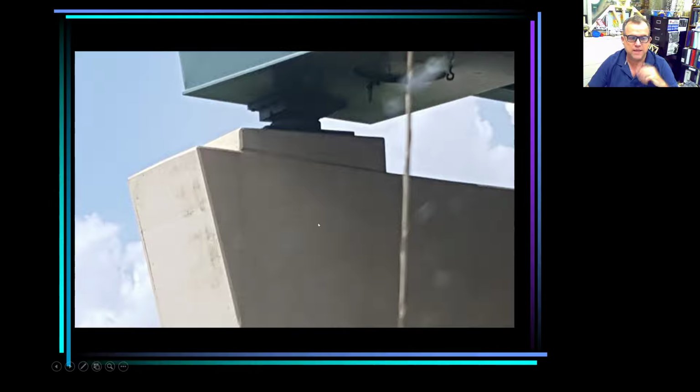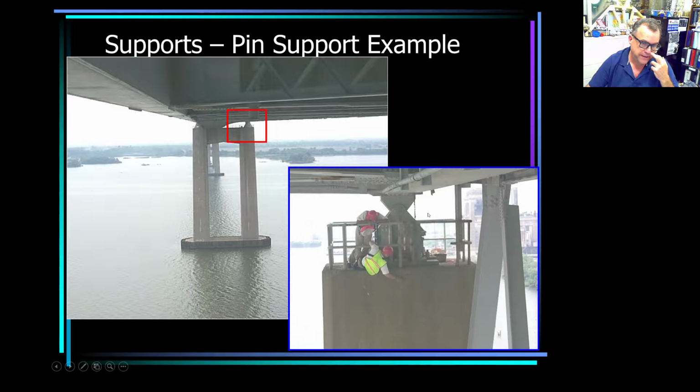Look at that. That's an example of a roller in real life. This is a roller here. Look at this. This is a pin. You don't even have to imagine it. It is a pin. Look, and this is a real bridge.